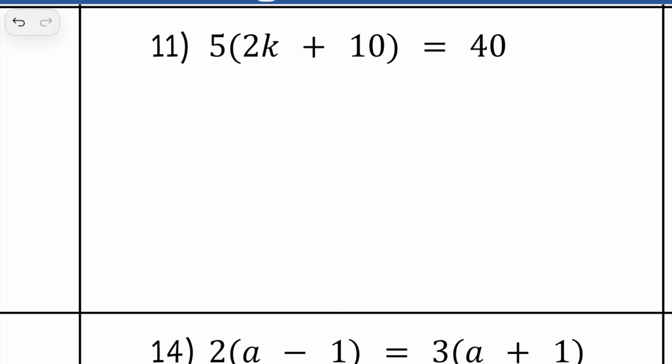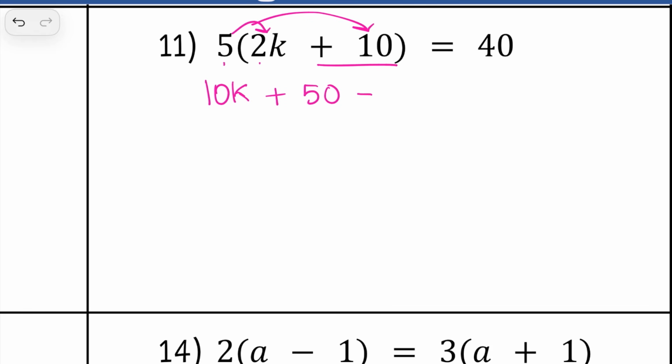All right, let's go to problem 11. Again, first thing we're going to do is get rid of our parentheses. You always want to do that first if that's what you've got. So I'm going to distribute the 5. I'm doing 5 times 2k, so that would be 10k. Then 5 times positive 10 is positive 50, or plus 50. Bring down the equals, bring down the 40.